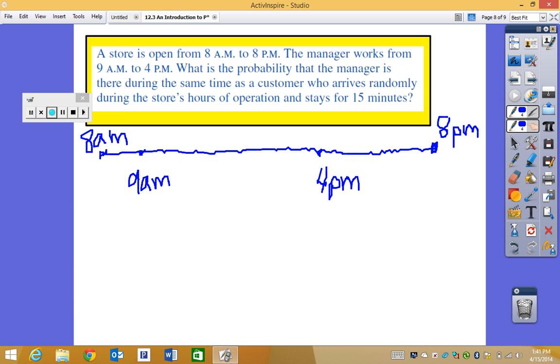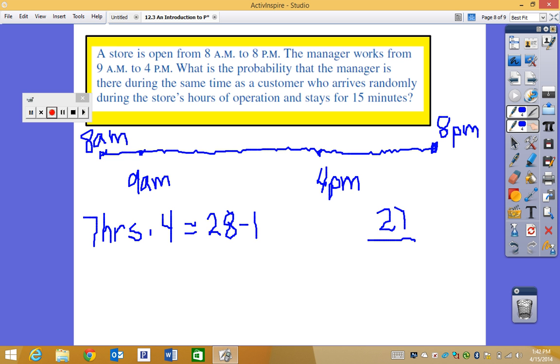So what we want to know is how many time periods the manager is there. From 9 a.m. to 4 p.m. is 7 hours. Every 15 minutes means that there are 4 slots every hour. So that gives us 28. However, we do need to subtract one of those 15-minute intervals because we want to make sure that if they are on the 27th interval, which would be at 3:45, they are there for that full 15 minutes. So that gives us 27 different slots that a customer could come in for 15 minutes while the manager is in the store.